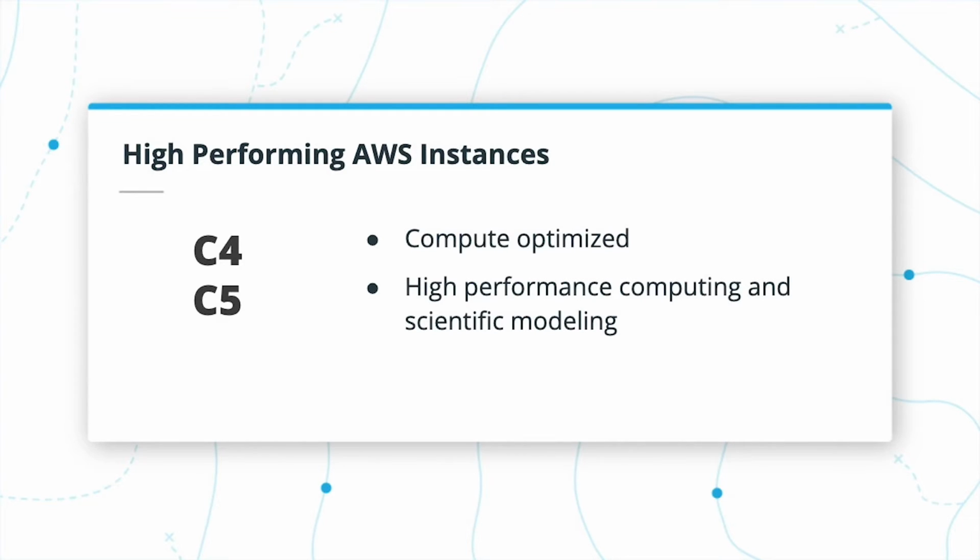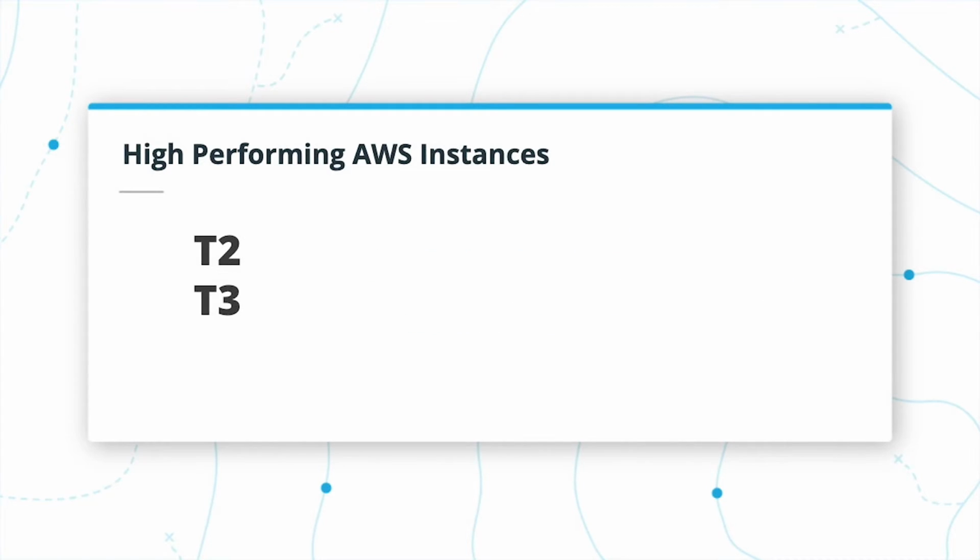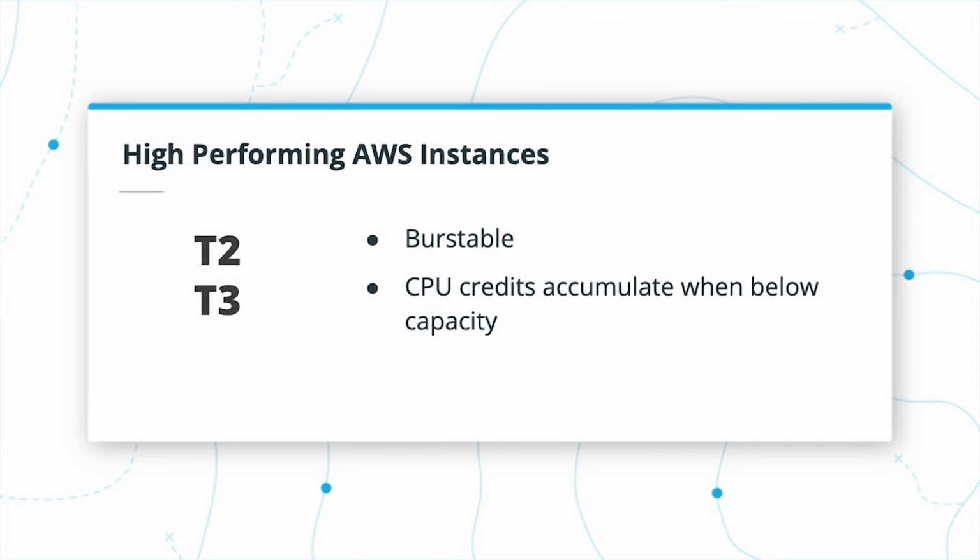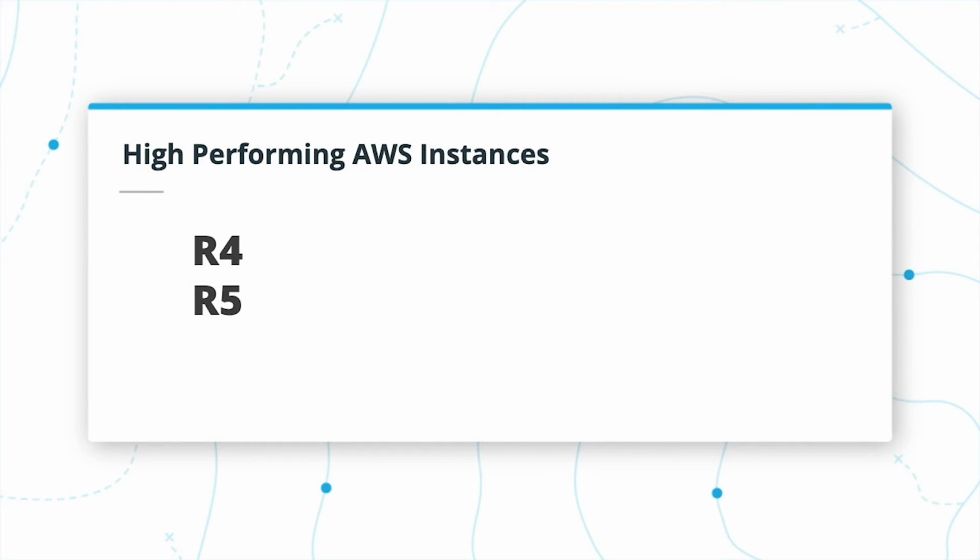T2 and T3 are burstable instances that are unique in their ability to perform beyond their baseline CPU resources. This flexibility in performance is achieved through tracking CPU credits that accumulate over time when the instance is running below capacity. And when credits run out, the instance's performance returns to its baseline and the accumulation cycle continues.